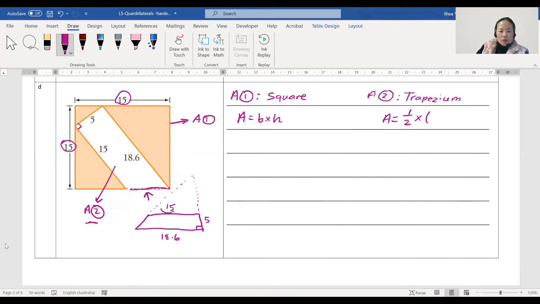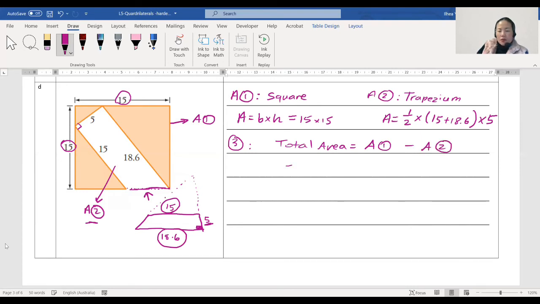Trapezium has 2 bases. Remember? So 2 bases, I'm going to put 15 plus 18.6 as my bases. And then my height is always in between 2 bases and it's perpendicular to each other. So I'm going to put 5 here. And step 3 here, I have to find total area. Now, total area will be big area, take away little area.